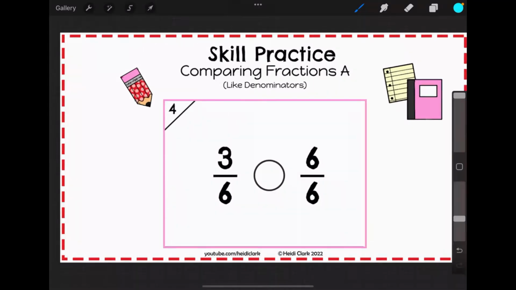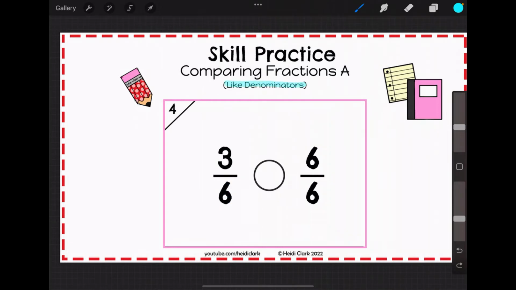Let's compare these two fractions, 3/6 versus 6/6. Now, I want you to look at the two fractions and ask yourself, what is the same about these two fractions? There's a 6 here and a 6 here. And I know there's a 1 up here too, but if you're looking left to right, these two are the same. They have like denominators, which means the denominators are the same.